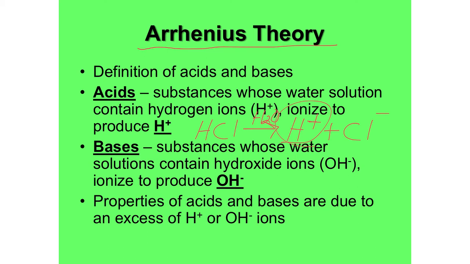Bases are going to be substances that ionize to make the hydroxide ion. So if you take our most common base, NaOH, if we add that to water, that's going to ionize to make the sodium ion and the hydroxide ion. And if we look at our common base table, 3 out of 4 of our bases have hydroxide in it. So that should help you remember that. And then again, things are more acidic when they have more H+, more basic if they have more hydroxide ions.